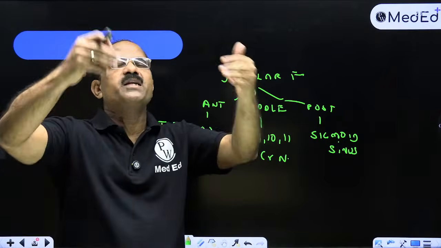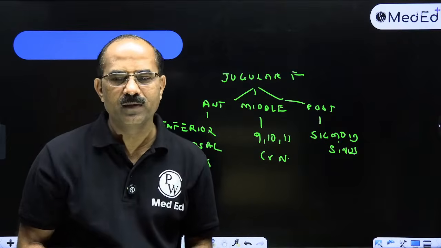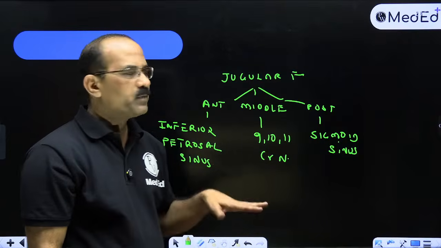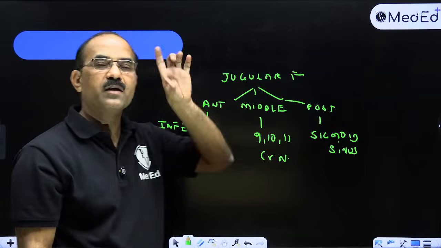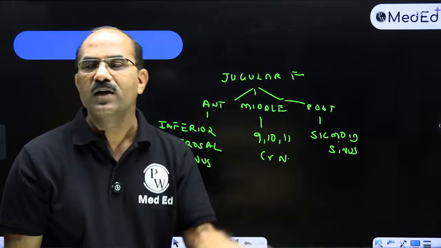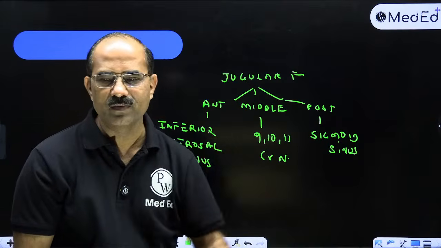Okay, jugular foramen के 3 compartments होता है, anterior, middle and posterior. So anterior compartment से क्या जाता है? Inferior petrosal sinus. Middle compartment से क्या जाता है? 9th, 10th and 11th cranial nerves. And posterior compartment से क्या जाता है? Sigmoid sinus. Yes, very good.